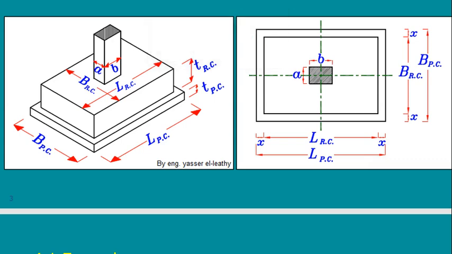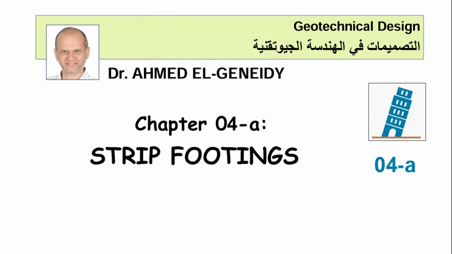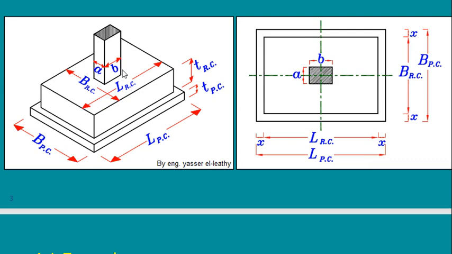But sometimes I have problems, like a case of strip footing. What is the case of strip footing? I have one footing like this, but next to it another one, and next to it another one, and so on. Maybe I would have 4 or 5 columns, or maybe I would have a wall instead of the column. So in this case, I need a strip footing.